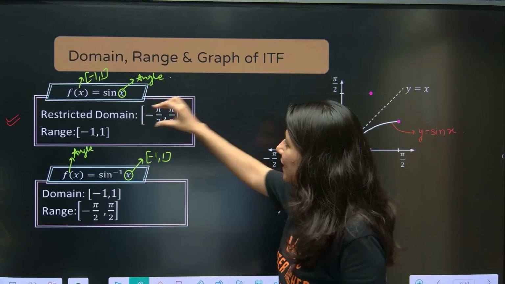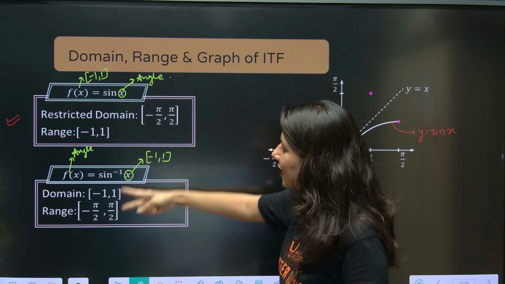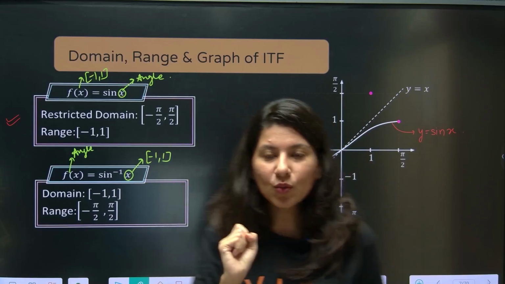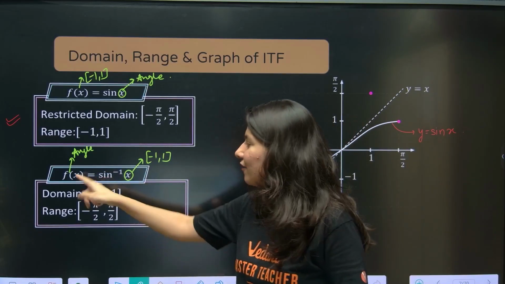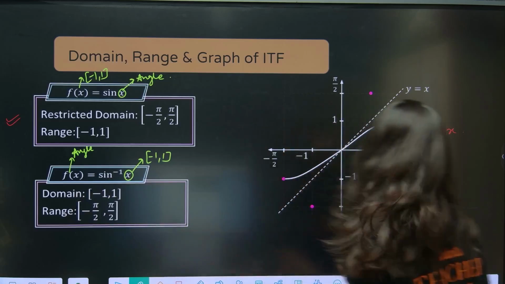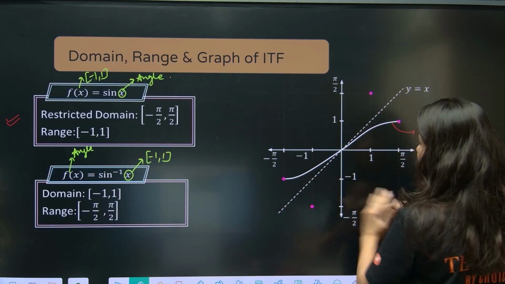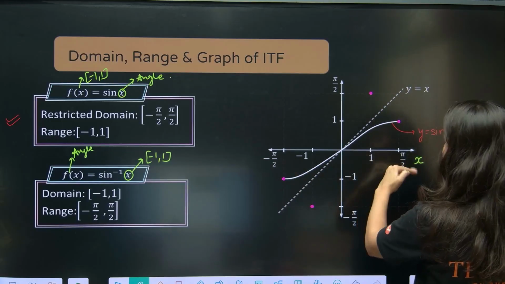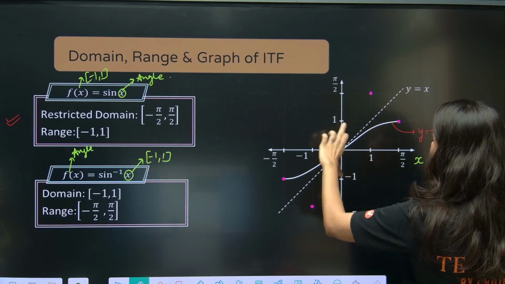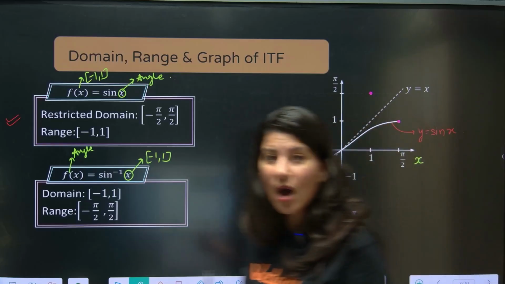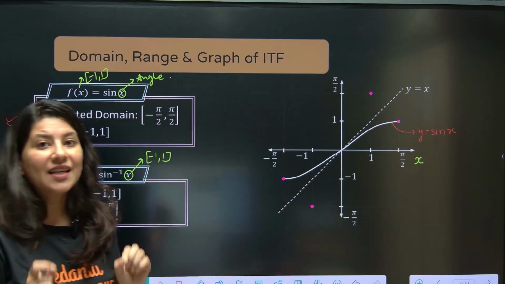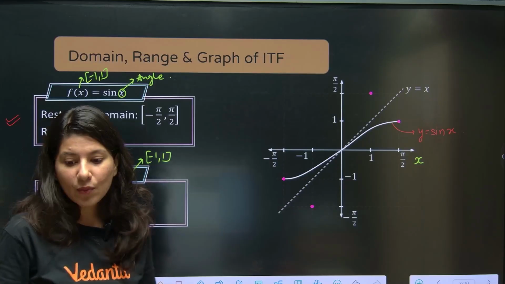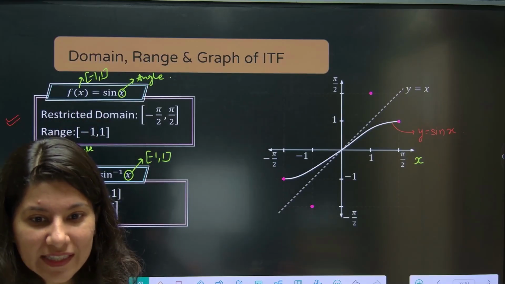So here can you see restricted domain and range? Now this will get flipped. So the domain of sine inverse will have -1 to 1, and here the angle f of x you will get minus pi by 2 to pi by 2. Now see, this is the graph. Can you see this is minus pi by 2 on the x-axis? We have minus pi by 2 to pi by 2 on the y-axis, -1 and 1. So this is the graph of sin x. But now I want to plot the graph of sine inverse x.